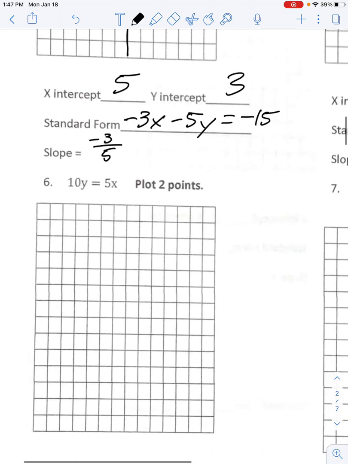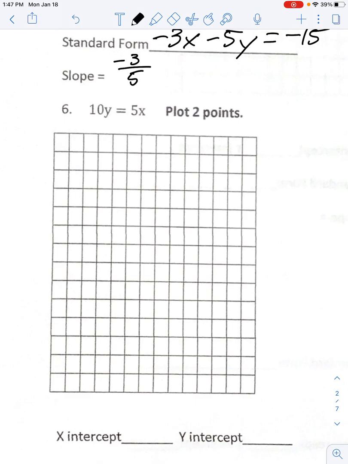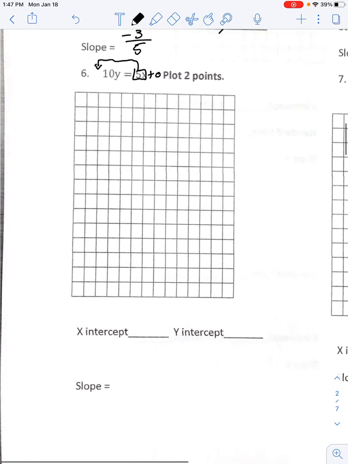On number 6, what we first have to realize is it's already in y equals mx plus b, which obviously we need to make into standard form. To complete it into y equals mx plus b, we know that we need to add in a plus 0 because it's missing the b. So now we can take the x, move it to the front, and change the sign.